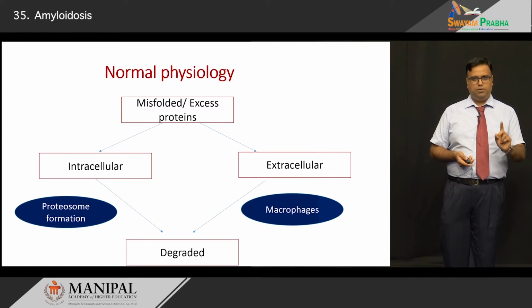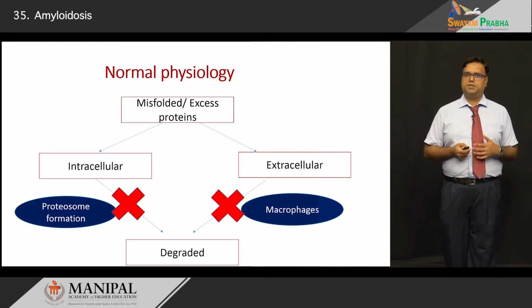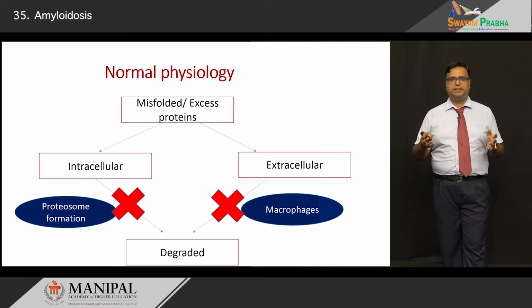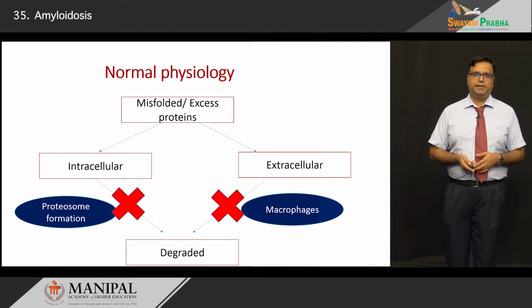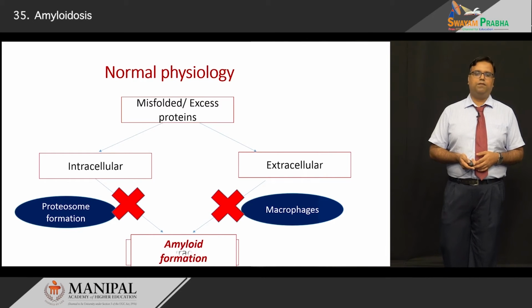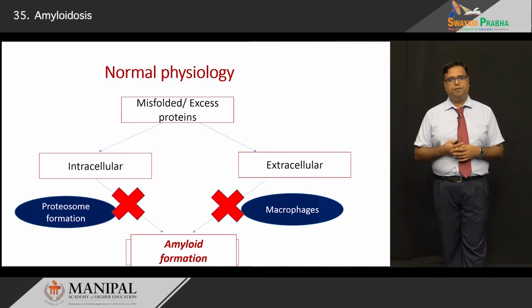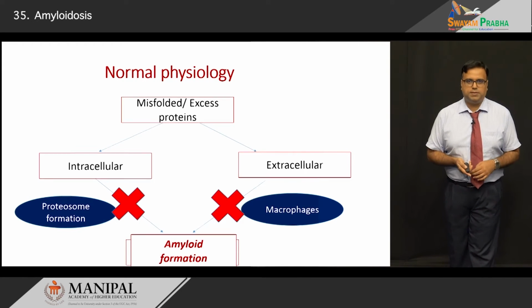Now, having known this physiology, please imagine a condition where these two mechanisms are ineffective. Extracellular and intracellular material which are in excess are no longer degraded. So they will accumulate in the tissue. Hence, the excess of this material is seen. This is typical of amyloid formation. At the core of it, this is a simplistic version of what happens in amyloidosis.